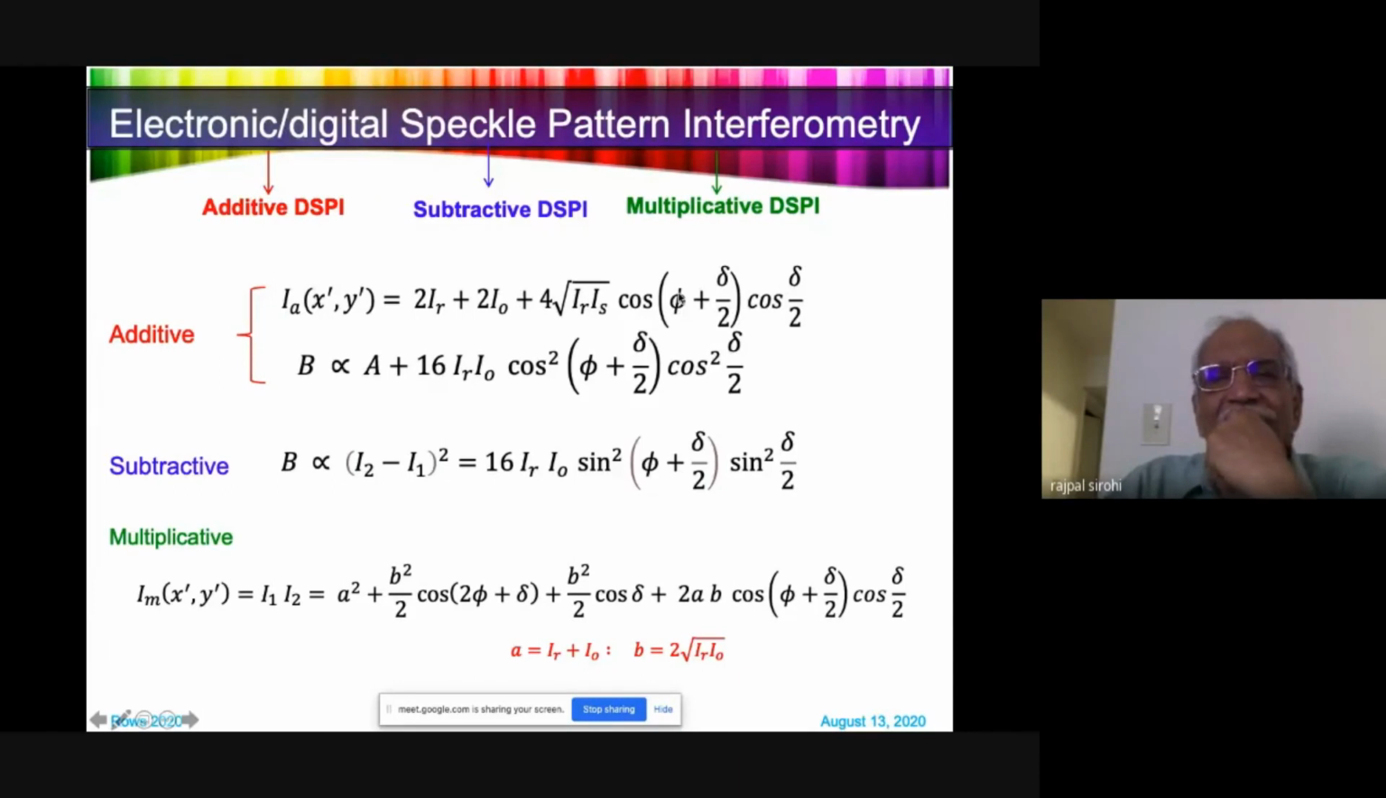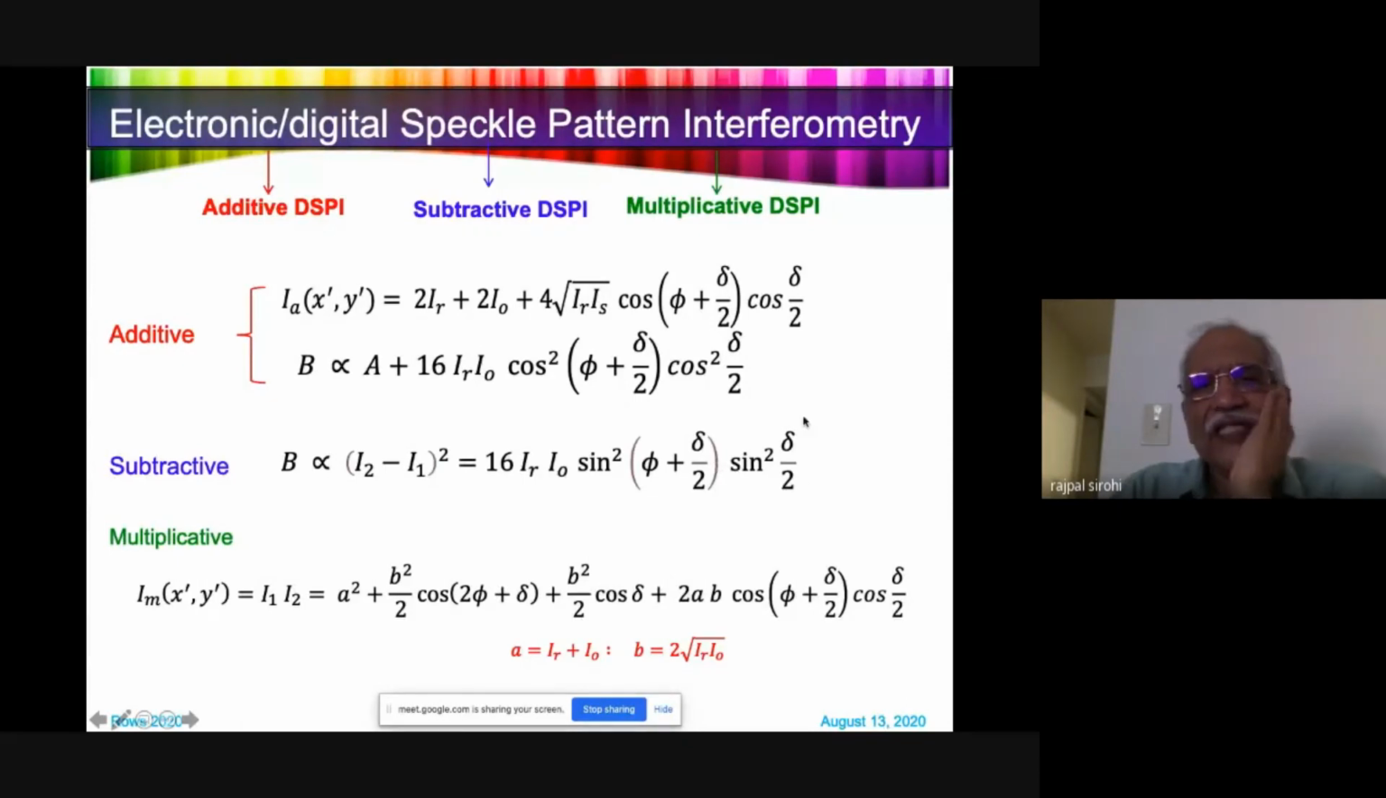And since the monitor will not record this negative going part, we actually square it, and this is how the brightness on the monitor appears. So these are what are called the cos square fringes, which are embedded in the speckle noise. At the same time, A has a strong background. In the subtractive, this background has been completely removed, and we carry out the same process, square it, and here we have the fringes which are sine square delta by 2.